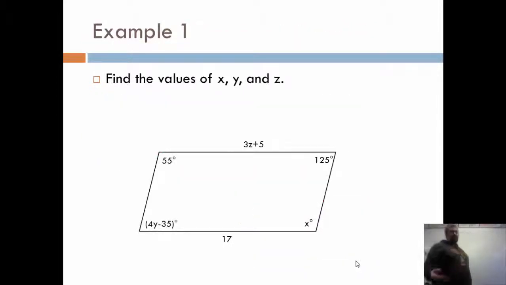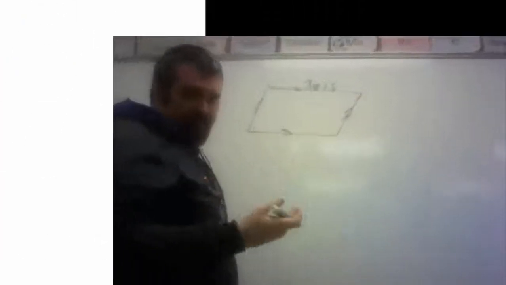So let's look at an example. Find the values of x, y, and z. When I look at this shape here, I know it's not marked, and that's one failing of this, I really should have marked it. But it is a parallelogram. Even though it's not marked, you should know that this is a parallelogram because I mentioned parallelogram.